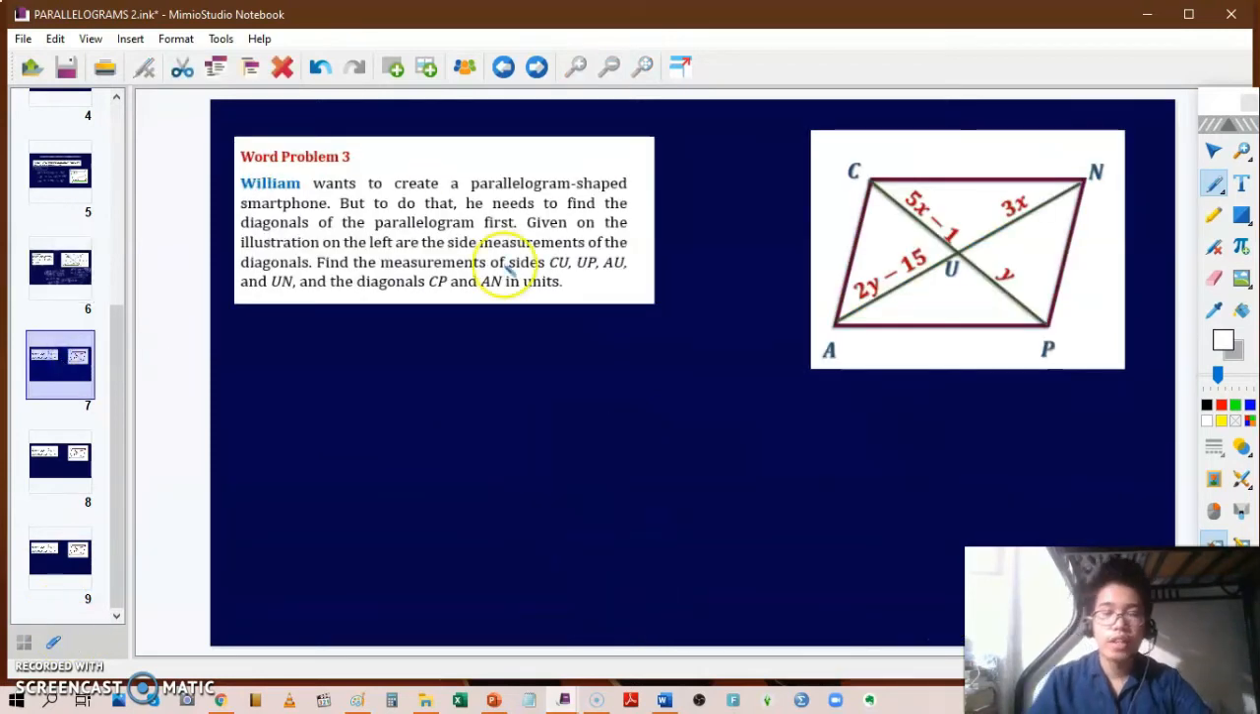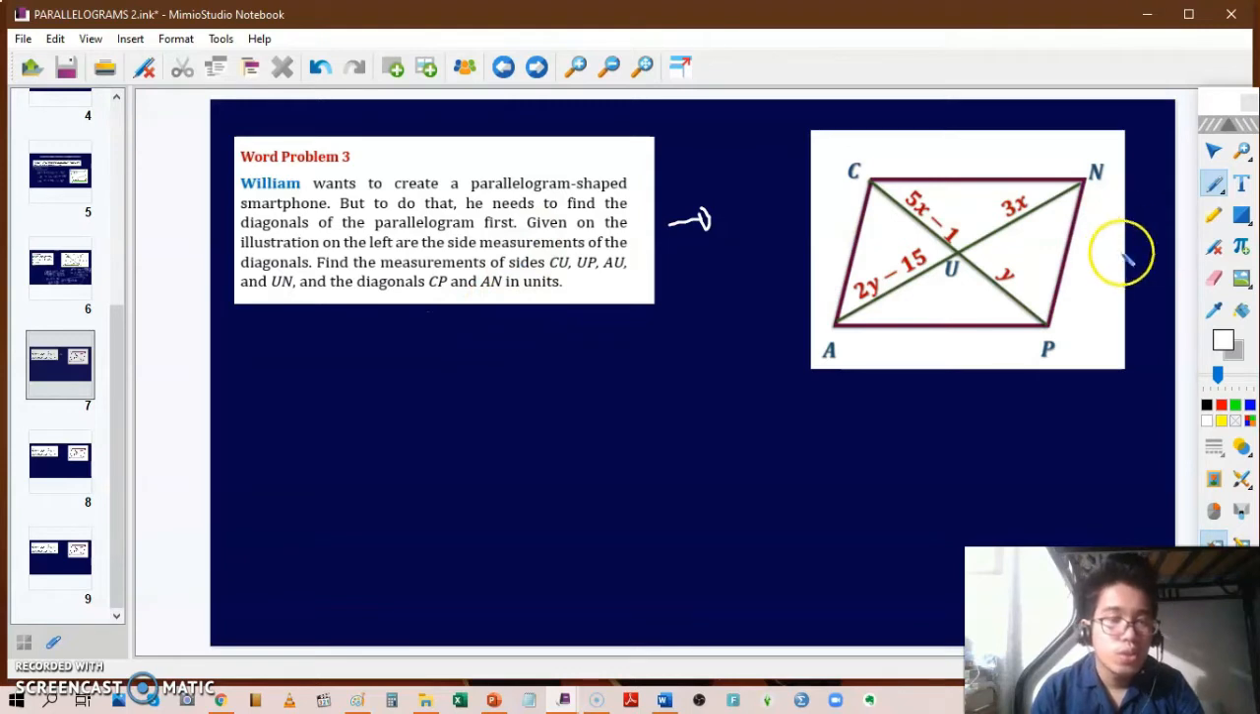Okay, let's go right ahead to our third word problem. William wants to create a smartphone that is shaped like a parallelogram. But to do that, he needs to find the diagonals of the parallelogram first. Given on the illustration on the right are the side measurements of the diagonals. Find the measurements of sides CU, UP, UA, and UN, and of course the diagonals CP and AN.